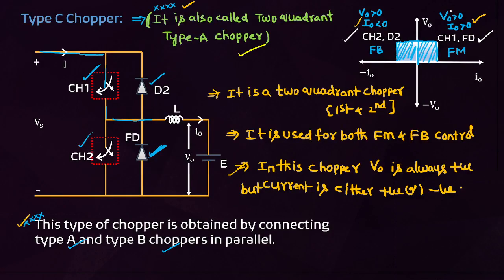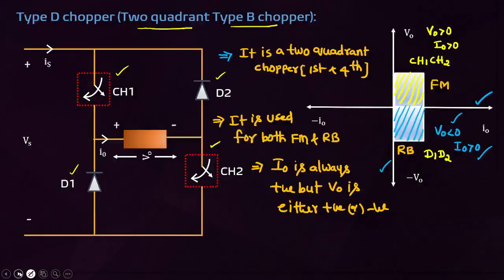First quadrant V0 greater than 0, I0 greater than 0. Second quadrant V0 greater than 0, I0 less than 0. That means in a type B chopper, V0 is always positive, but current may be either positive or negative. That you have to remember. Type B chopper is used for both forward motoring and forward braking control.